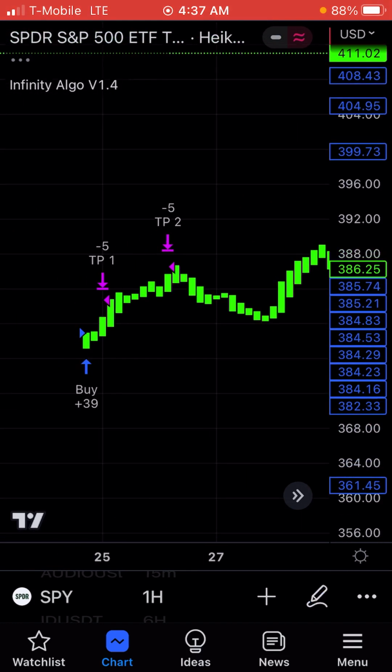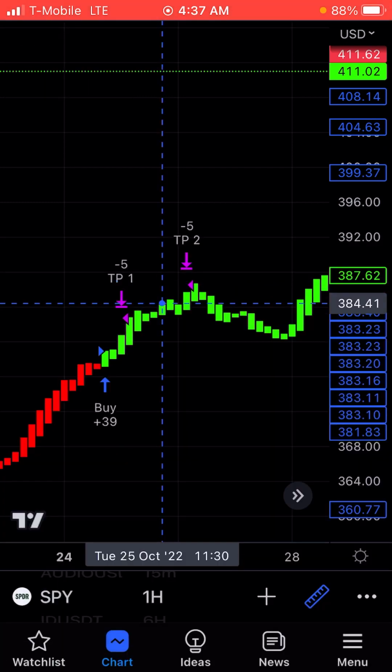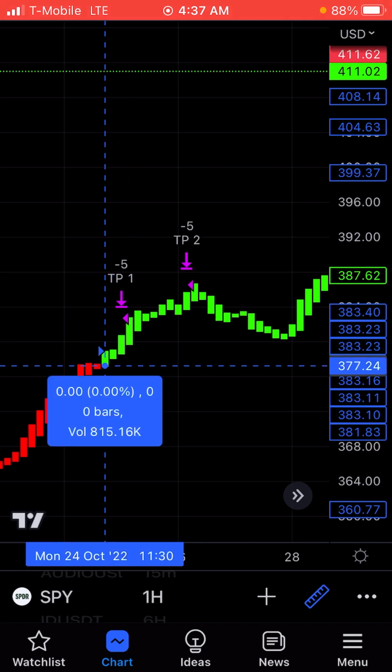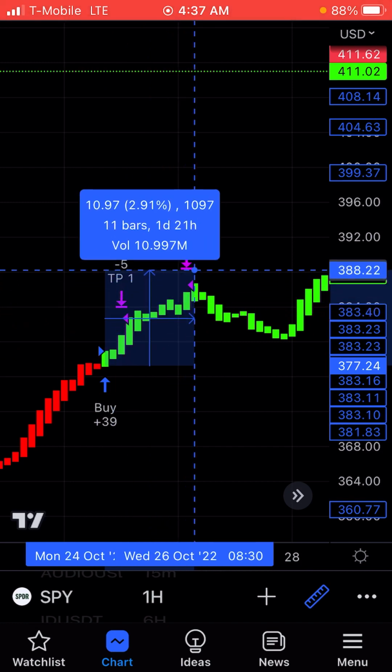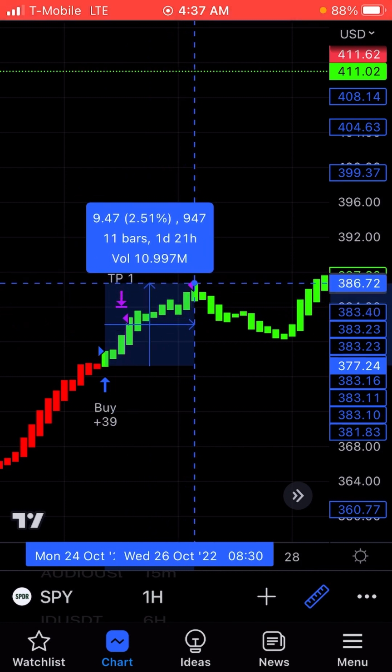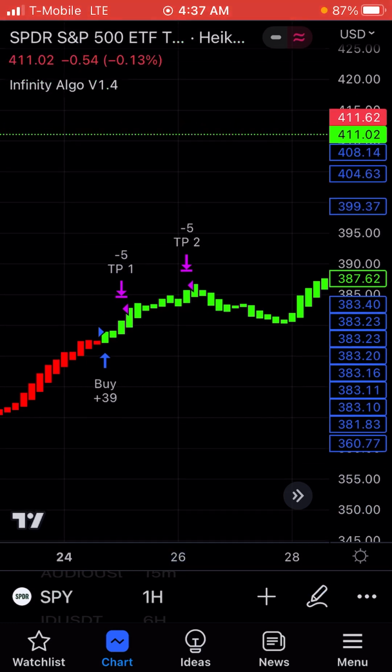Let's do one more time. Okay. So we got our buy signal here, and then we got a take profit zone right here, which would have been a $6 difference in price in 20 hours. Or we got this one up here, which is a $9 difference in price in about 2 days. So this one is about a $10 difference in price. That's about $500. So anyway, that is the Infinity Algo indicator. Let me show you the website real quick.